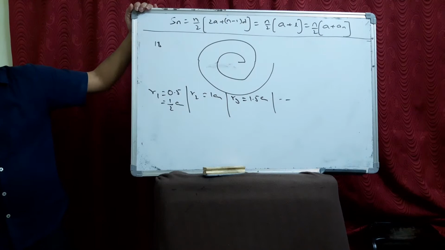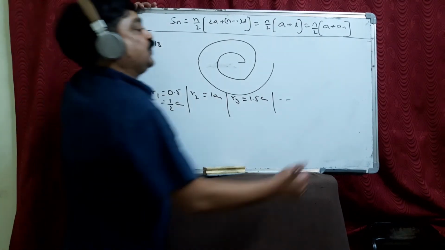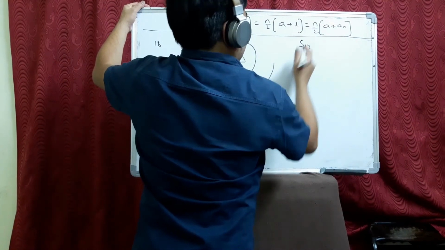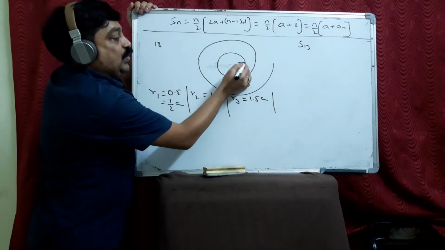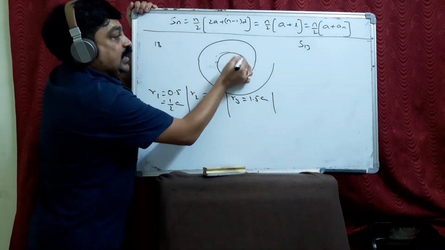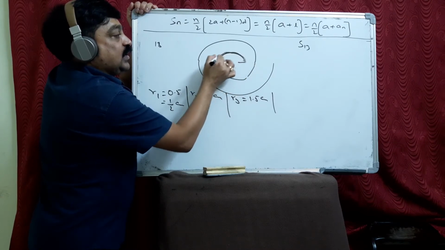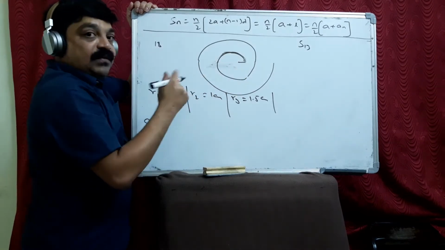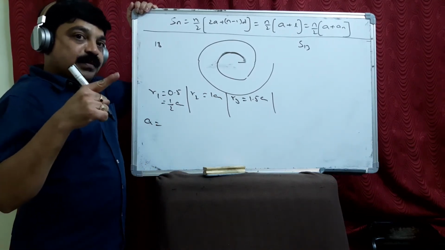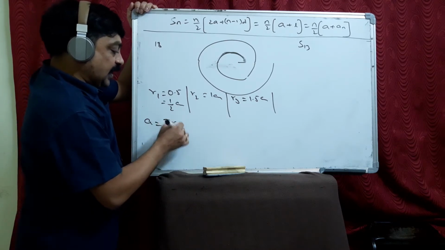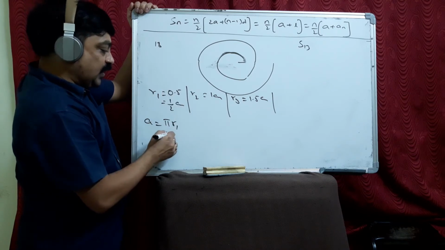Now, what is the total length of the spiral made up of 13 consecutive semicircles? Yes, 13, they are asking. But what is a here? The length of the spiral, no? When you are asked for the length of the spiral, this whole thing is the length, and each part is the circumference of a semicircle. What is the circumference of the semicircle? Circumference of a circle is 2 pi r. Circumference of a semicircle is pi r. So the first length of the semicircle is pi r1, pi by 2.